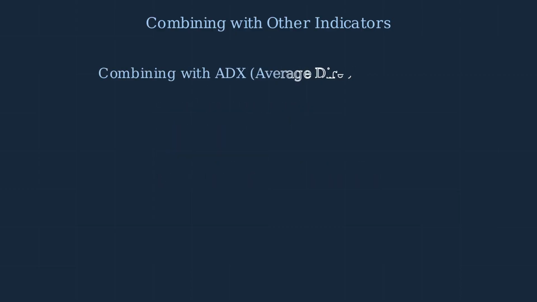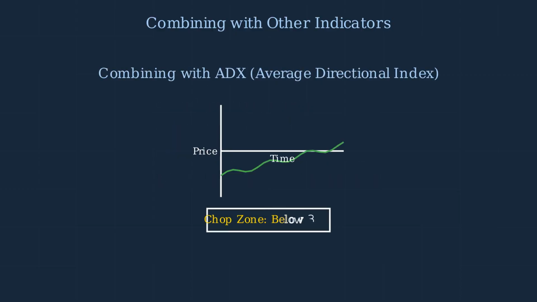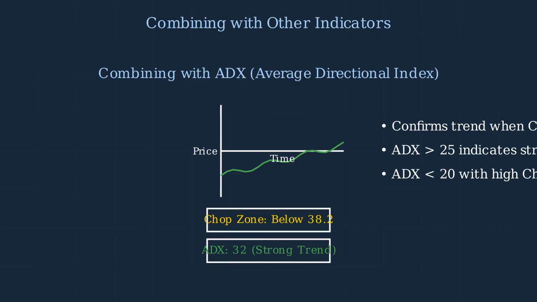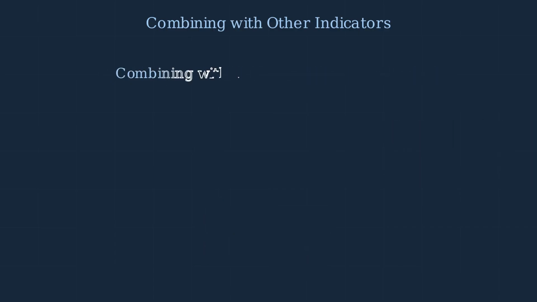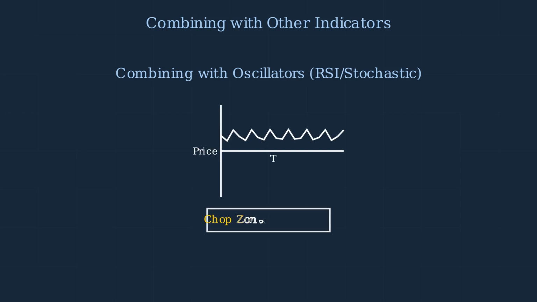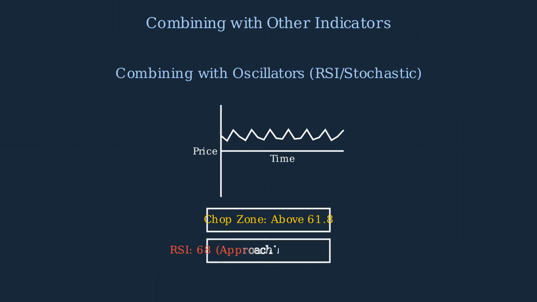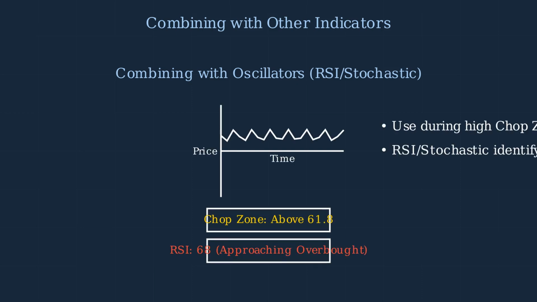When combining the chop zone indicator with ADX, you can confirm the strength of a trend. When the chop zone reading falls below 38.2, indicating a trending market, a high ADX value above 25 confirms that the trend is strong. In choppy markets where the chop zone reading is above 61.8, oscillators like RSI and stochastic are invaluable. When the market is range-bound, these oscillators help identify overbought and oversold conditions for short-term reversal trades.